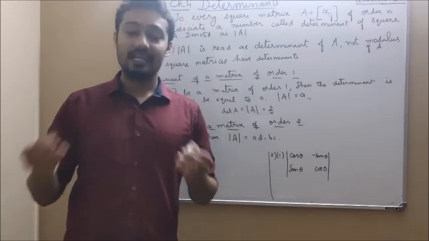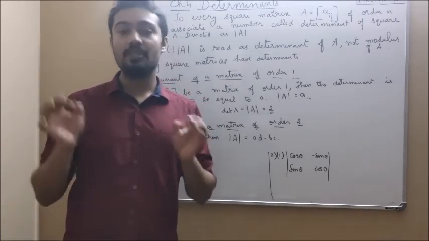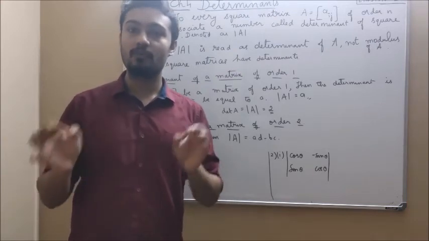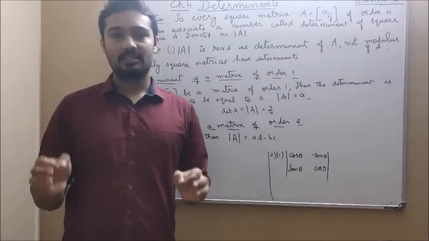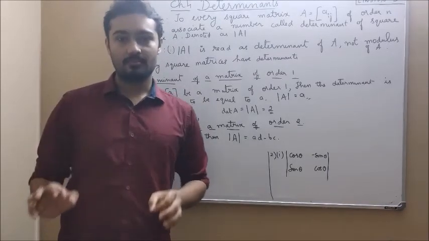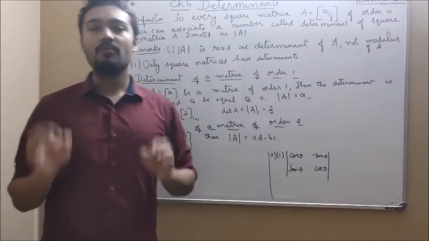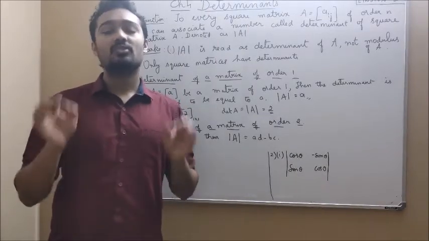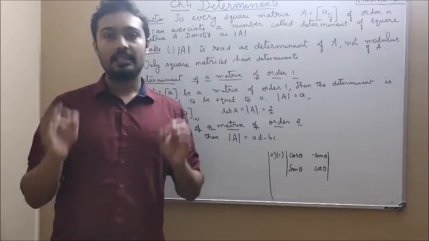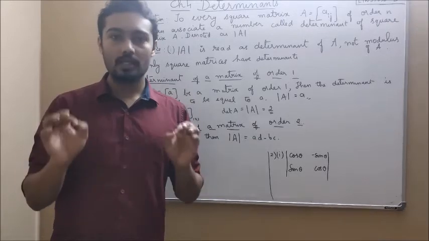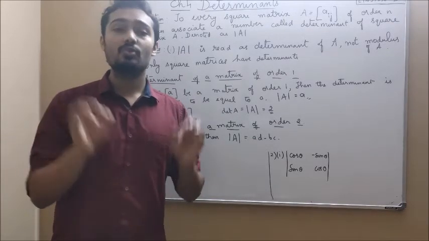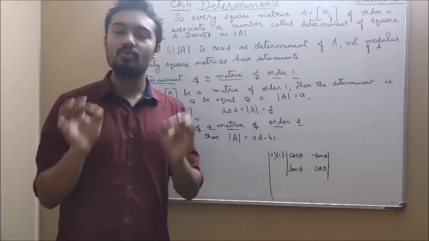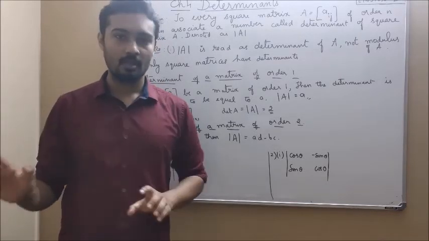Today we will be starting a new topic, chapter 4, determinants. Now first let us take the definition. The definition of a determinant: if there is a square matrix A of the order n, then we can associate a unique number to that matrix A.